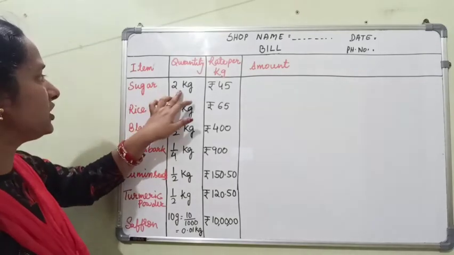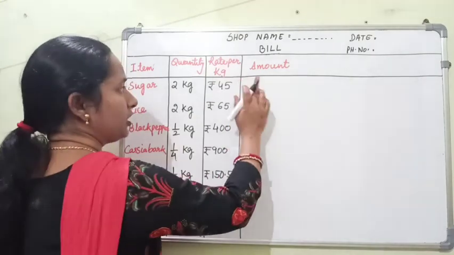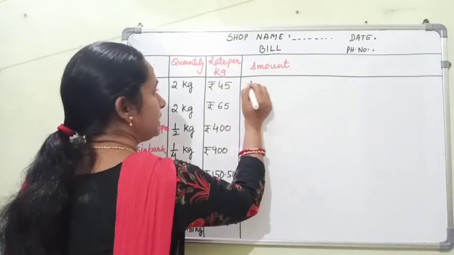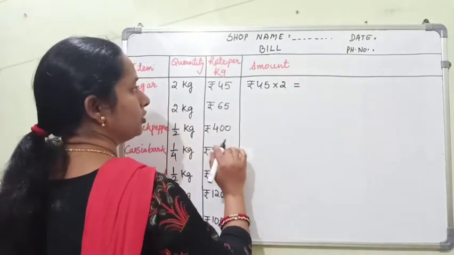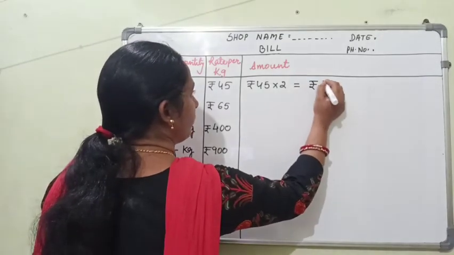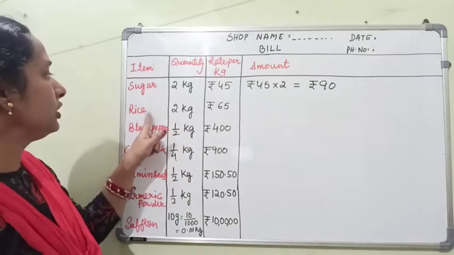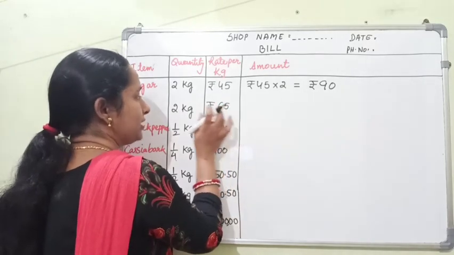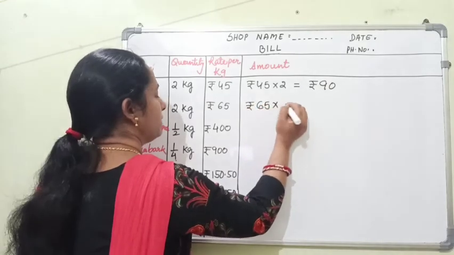Now, if she is purchasing 2 kilograms of sugar, then how much will the amount be for 2 kilos? If for 1 kilogram the amount is 45 rupees, then for 2 kilograms it will be rupees 45 multiplied by 2, which will give you the total amount she is going to pay for 2 kilograms of sugar. So it is rupees 45 2s is 90. Now next, what is the amount paid for 2 kilograms of rice? It will be the amount of 1 kg rice multiplied by the quantity, that is rupees 65 multiplied by 2.